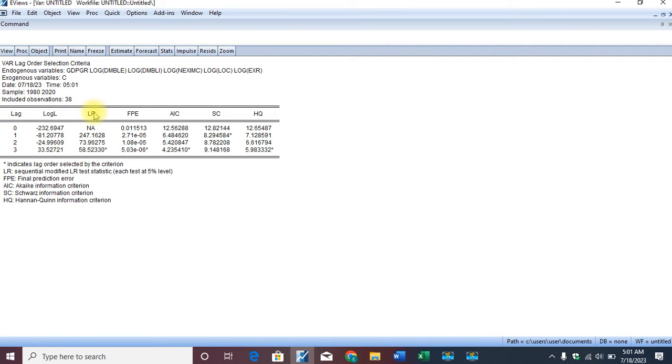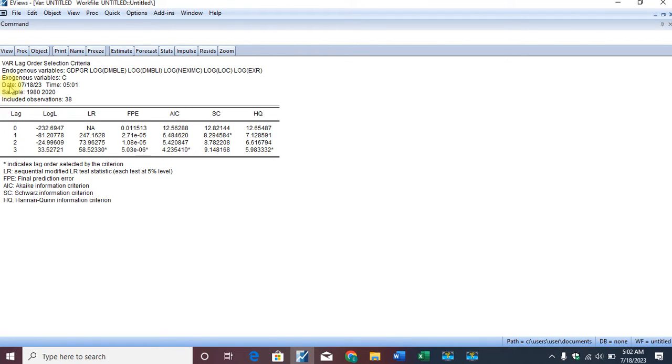If you look at the sequential modified LR test statistic, the asterisk is in lag 3. You look at the final prediction error, the asterisk is in lag 3. You look at the Akaike information criterion, the asterisk is in lag 3, whereas the Schwarz information criterion is in lag 1, and the Hannan-Quinn information criterion is in lag 3. So basically, the majority of the information criteria advise that this particular estimation should be done with lag length 3. It is on this premise I am going to estimate the ARDL model of how standard trade financing affects economic growth in Nigeria with lag length 3.